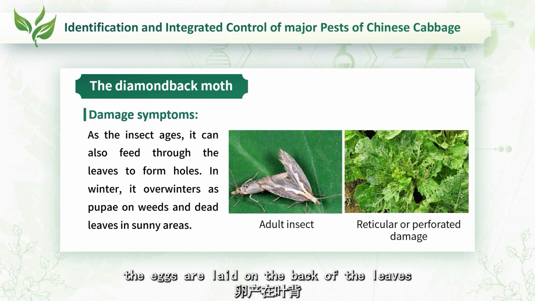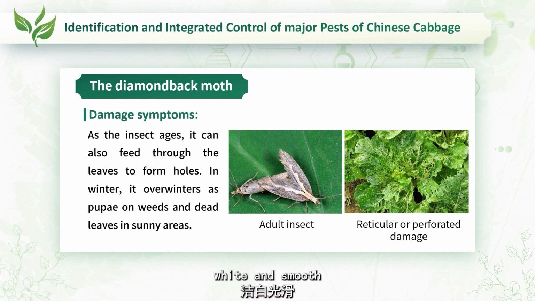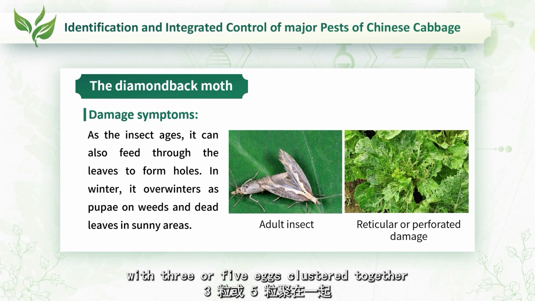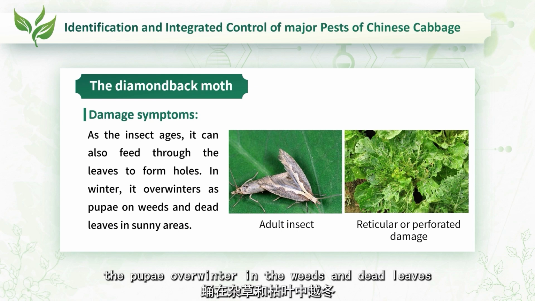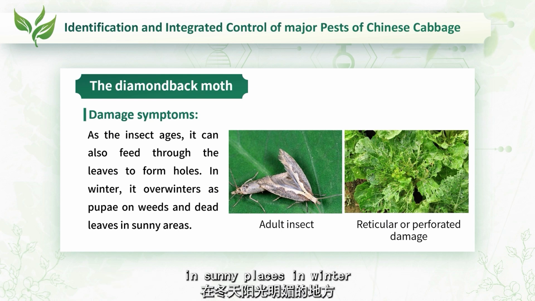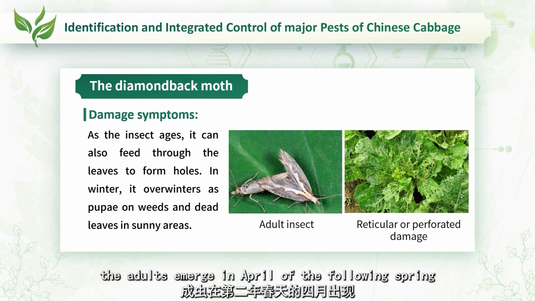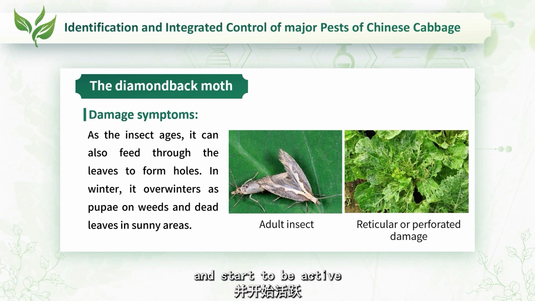The eggs are laid on the back of the leaves, white and smooth, with 3 or 5 eggs clustered together. Each adult can lay nearly 100 eggs. The pupae overwinter in the weeds and dead leaves in sunny places in winter. The adults emerge in April of the following spring and start to be active.